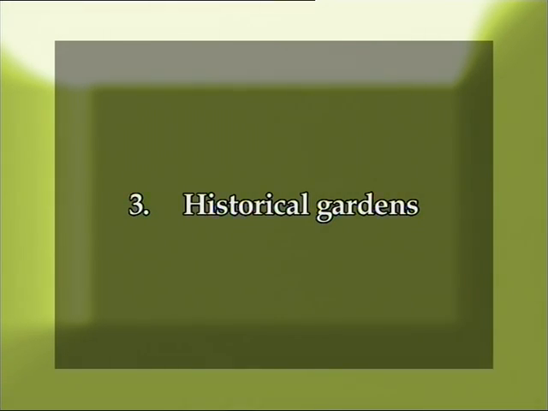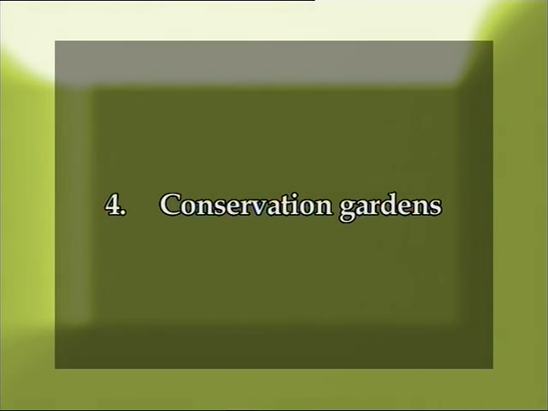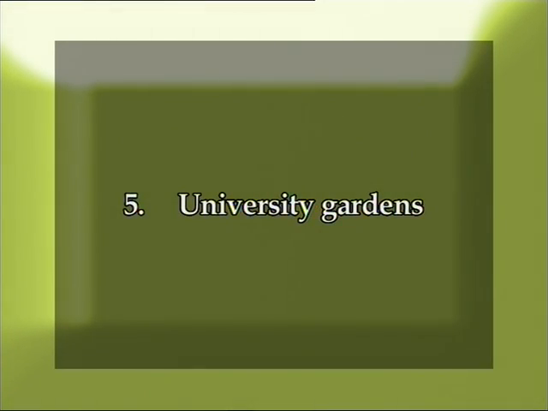Number 3, historical gardens. These have a role in teaching of medicine. Some were established for religious purposes. These gardens are now actively engaged in medicinal plant conservation and research. Number 4, conservation gardens. These gardens have recently been developed in response to local needs for plant conservation. They have natural vegetation in addition to their cultivated collections. Number 5, university gardens. These are maintained by the university authorities and have a role in teaching and research.